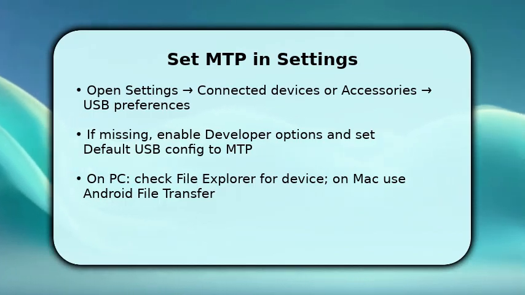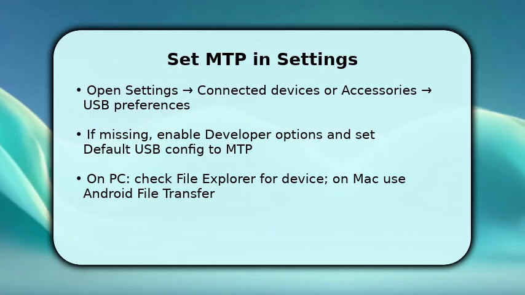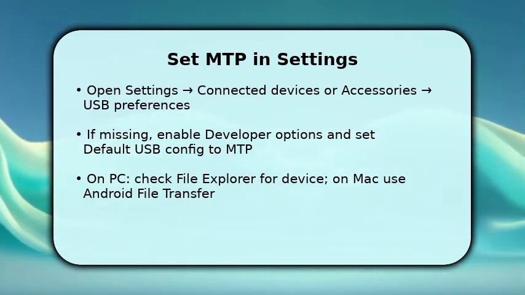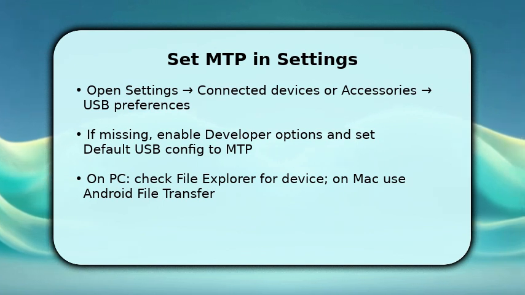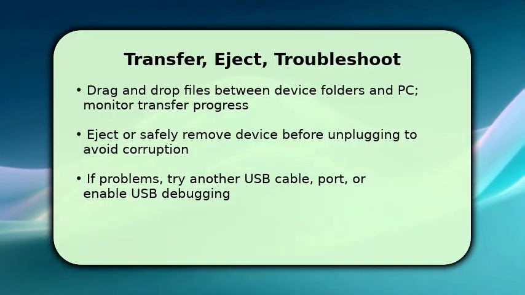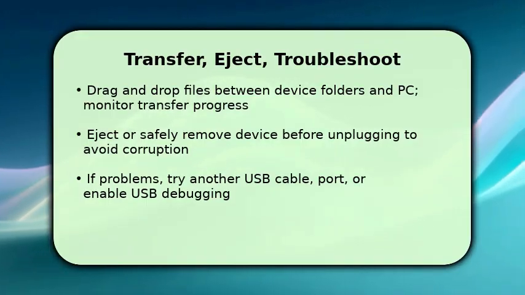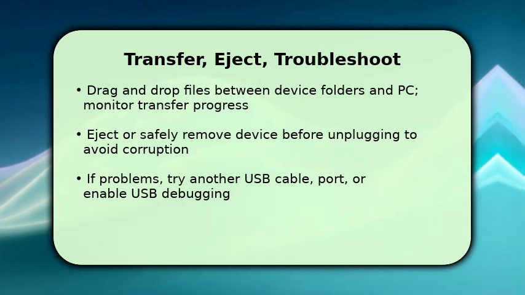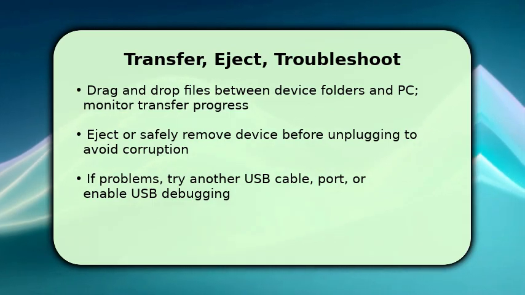On Windows, the device shows in File Explorer. On Mac, install Android File Transfer. These steps explain why. MTP tells the phone to expose its media storage. Now transfer files by dragging and dropping between your device folders and the computer, watching progress to confirm completion. Once finished, safely eject the device from the PC before unplugging to prevent file corruption.